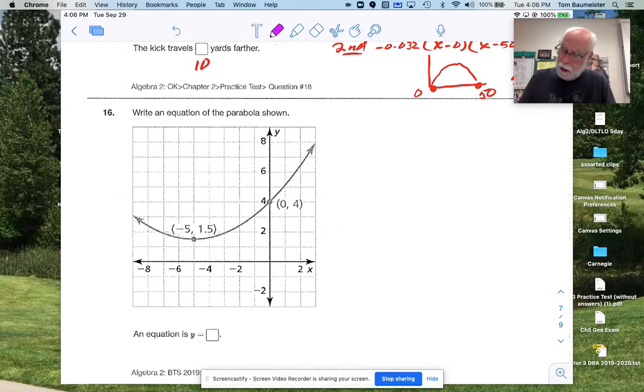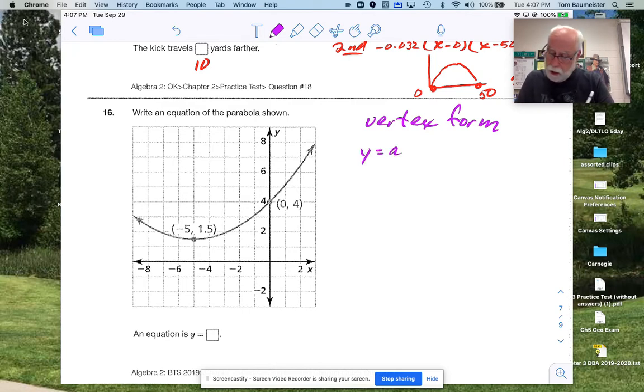All right, look at this one right here. When I'm looking at this equation of the parabola, what does it give us? It gives us the vertex, and it gives us a point on the parabola. So remember, if it gives us the vertex and one point, you're going to use the vertex form. When I use the vertex form, I'm going to say y is equal to a times (x minus h) squared plus k. All right, this is our h, this is our k.